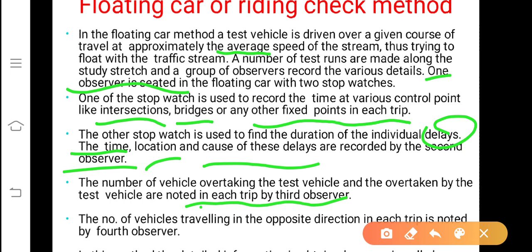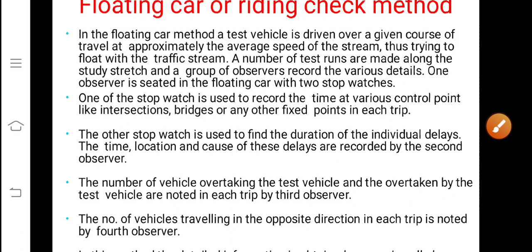The number of vehicles traveling in the opposite direction, meaning approaching the floating car wherein I am recording all the points, in each trip is noted by the fourth observer. That's why it is said a group of members or observers should record the different data.